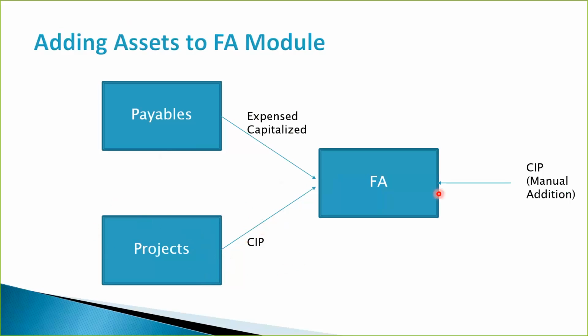And then, of course, you can do manual addition, okay? You can do manual addition of construction in process assets, okay? If you're not using Oracle projects, you can add these assets manually to your books. However, these ones, since you are purchasing them, it becomes easier to just take them from payables and move them to FA.